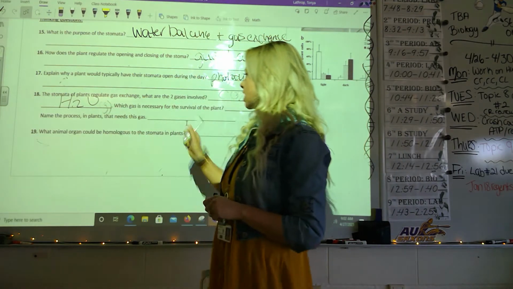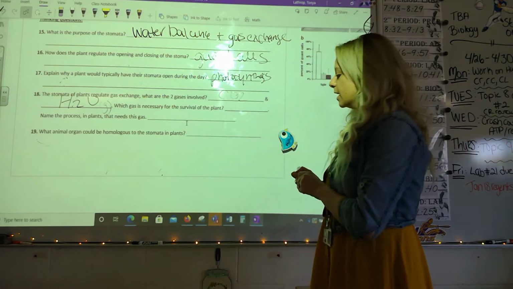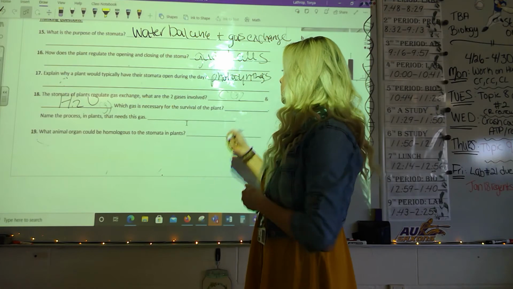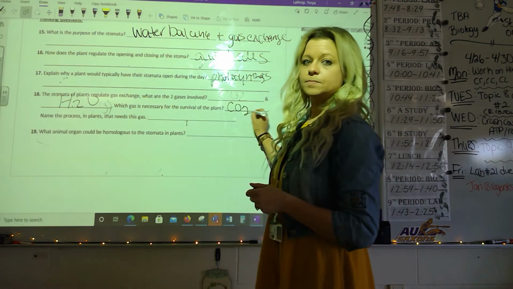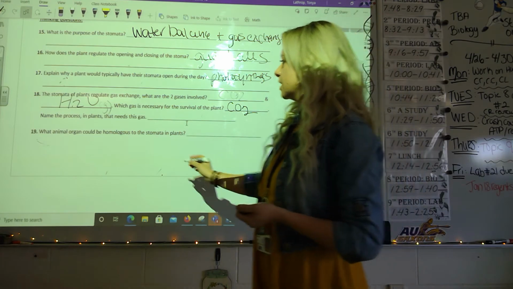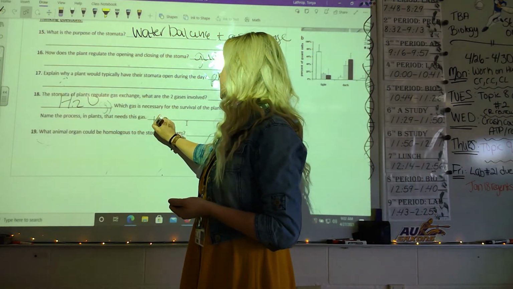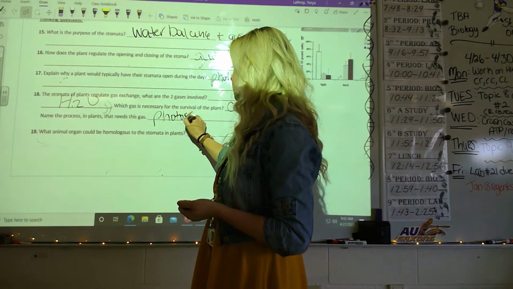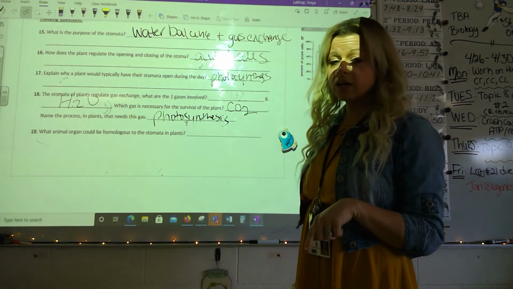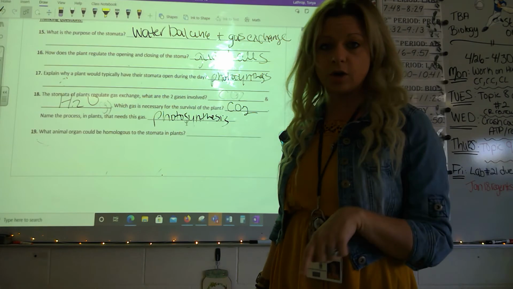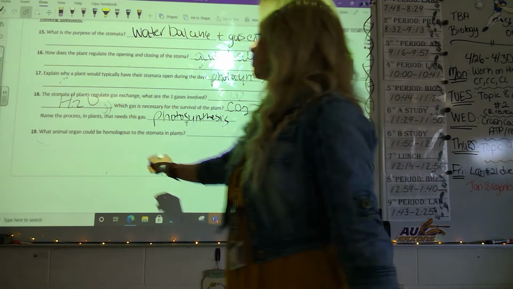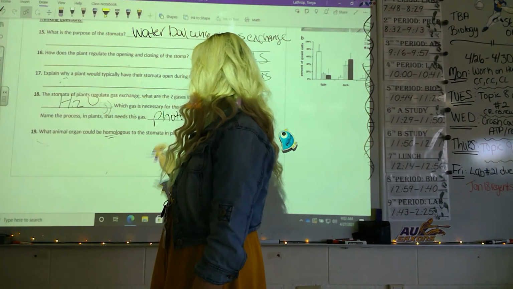G for gas. Which gas is necessary for the survival of the plant? Plants obviously do need CO2 to photosynthesize. Name the process in plants that need this gas. That would be photosynthesis, which you have a test on Thursday on Castle Learning for part A, and then your OneNote for part B. What organ could be homologous? Remember, homo means the same, to a stomata in plants.